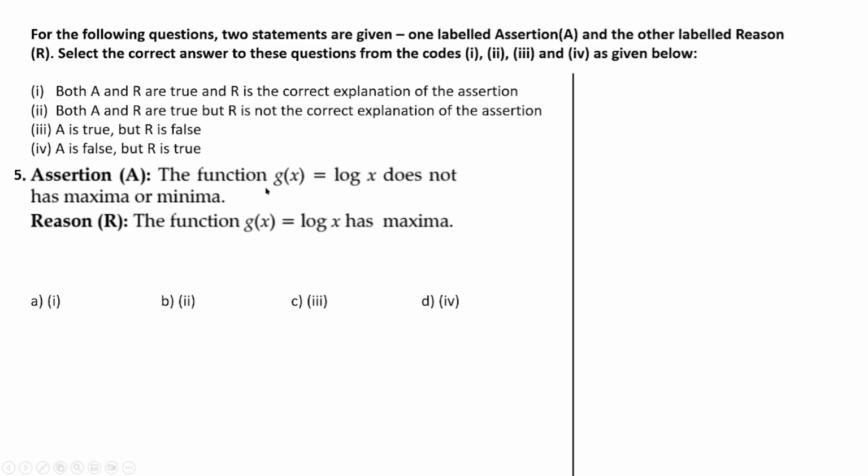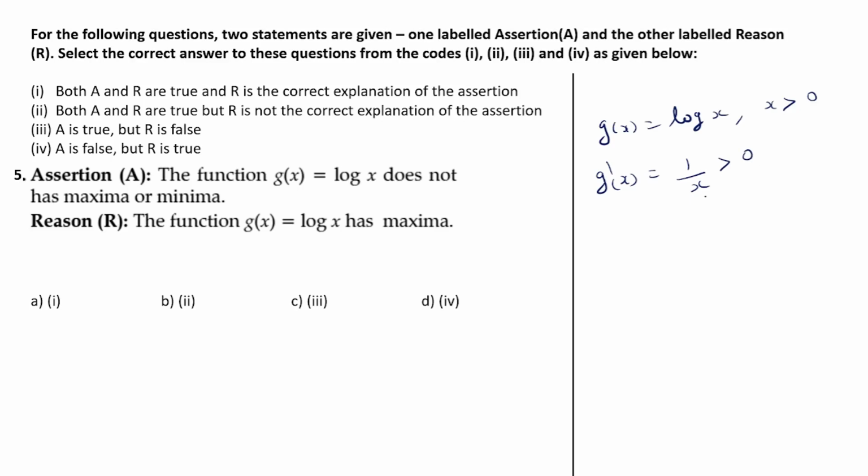Next question, assertion: the function f of x equal to log x does not have maxima or minima. Reason: the function f of x equal to log x has maxima. Here we can see that the reason is not a correct explanation of the assertion. Now let us check whether assertion is true or the reason is true. So here we have the function g of x equal to log x. Since log is defined only for positive values of x, we have x greater than 0. And now g dash of x equal to 1 by x.